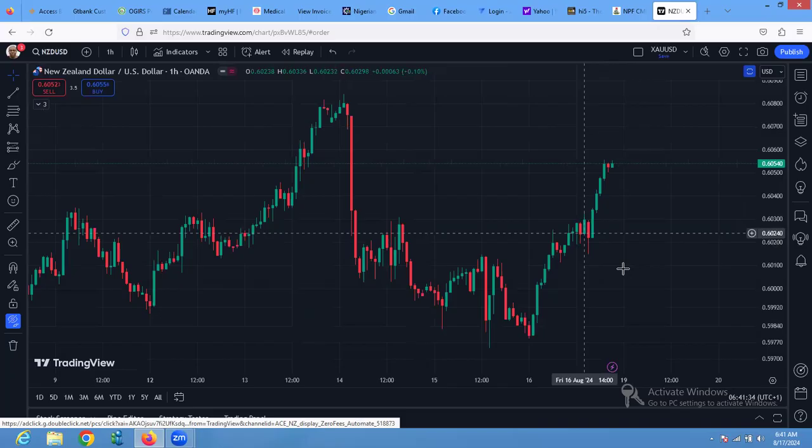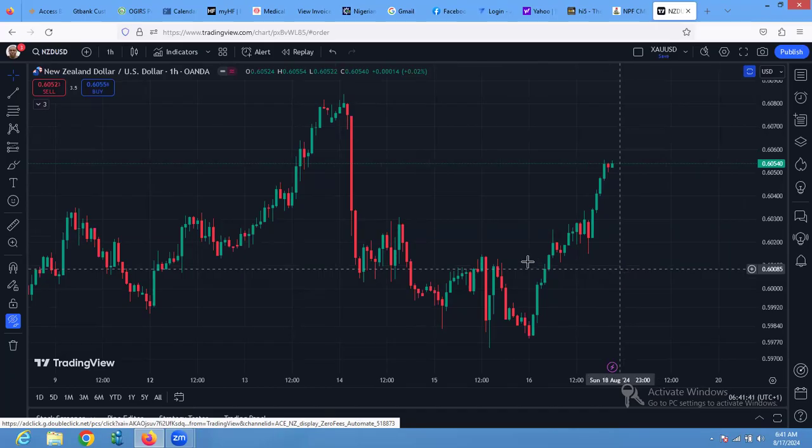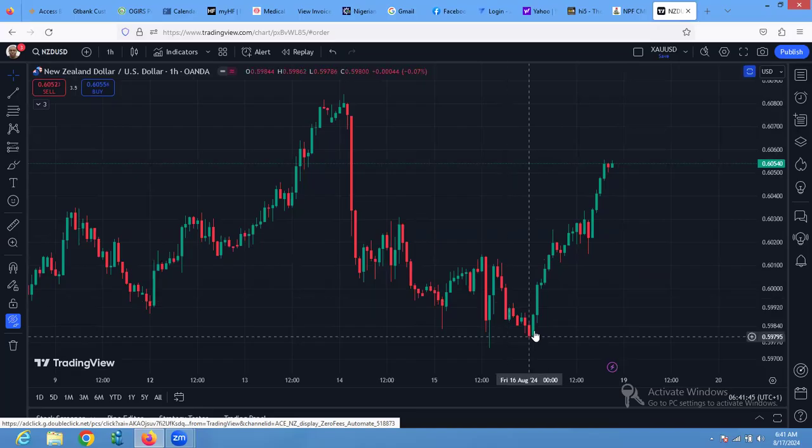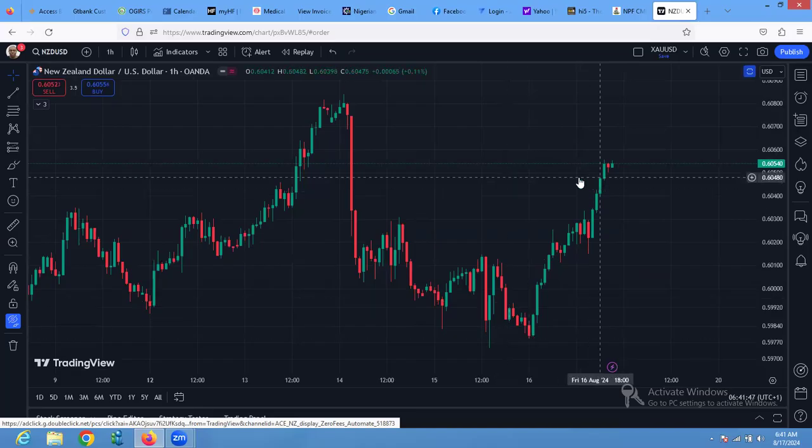So this also for me is giving me an impulsive 5-wave structure. This is a wave 1 here, and this is a wave 2 here. This had crossed the border of a wave 3. So let's look at it.